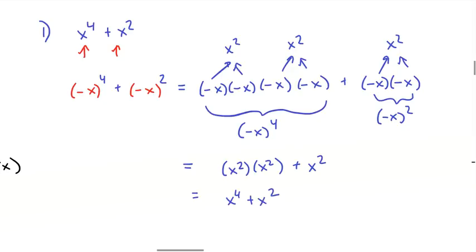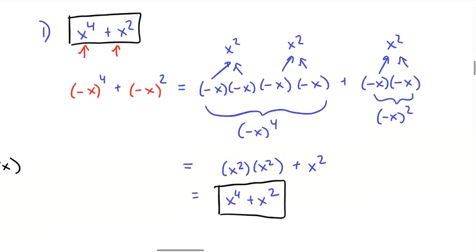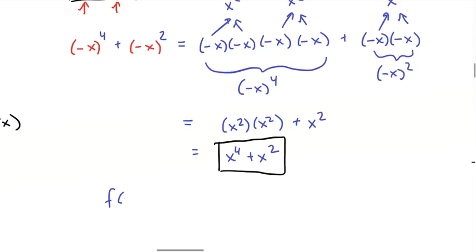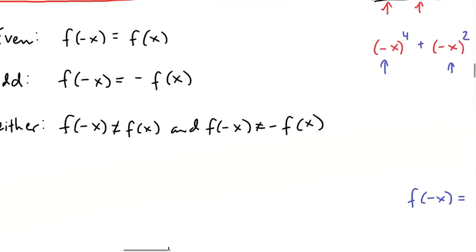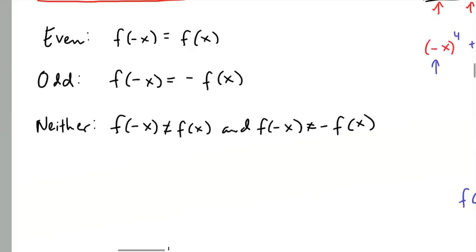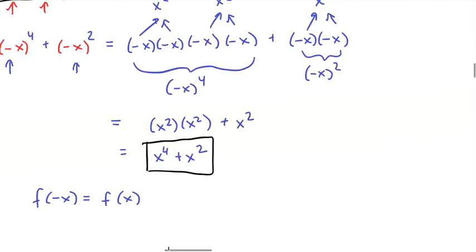And if you notice, this resulting function is the same thing as what we started off with. So our conclusion from that is that f of negative x, so when we plug in this negative x, is going to result in the same function. And if we look at our rules, we notice that that is the property held by even functions. So we can declare that x to the fourth plus x squared is even.